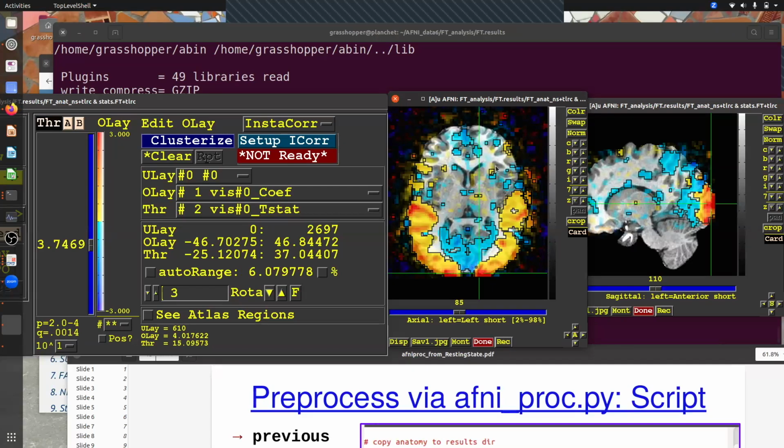Now, I'm seeing lots of stuff elsewhere. I'm still seeing stuff outside the brain. Should I be worried?